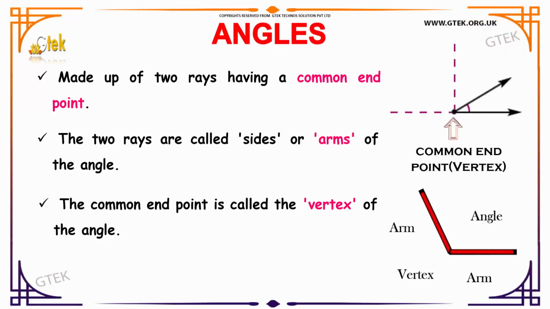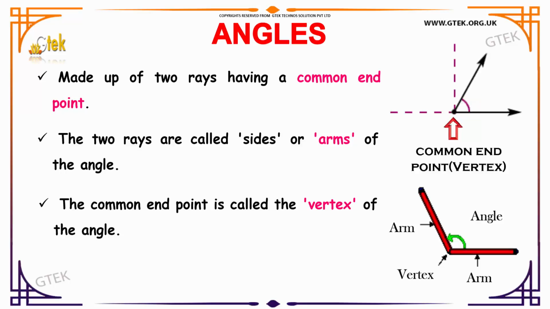Next we have the angle. If there are two rays which have a common endpoint, then they are said to compose an angle. The two rays are known as the sides or the arms of the angle, and the common endpoint is known as the vertex of the angle. And this distance between the two rays is known as the angle.